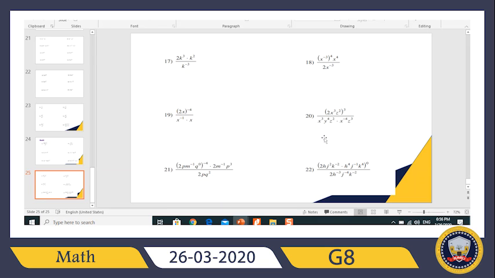Okay, let's go for number 20. It seems complicated, but when we solve it it's going to be very easy. Let's go step by step. The most important thing is to work step by step in order not to get distracted. Here, first thing, I have to open this bracket. I have to distribute this power over all the terms inside the bracket, meaning 2 power 1 x power 3 z power 2 all power of 3.